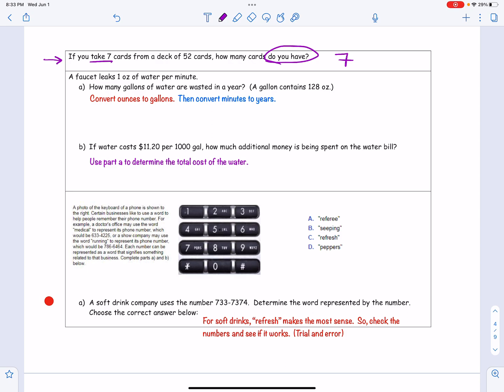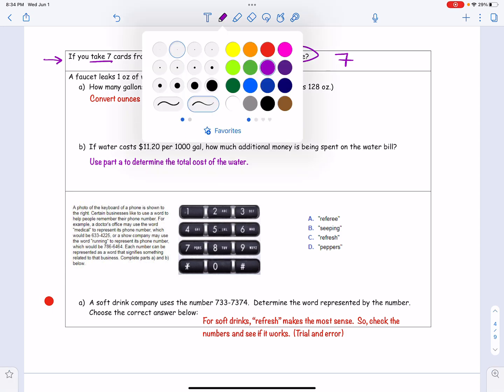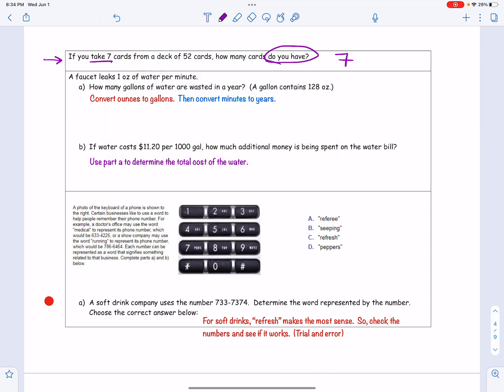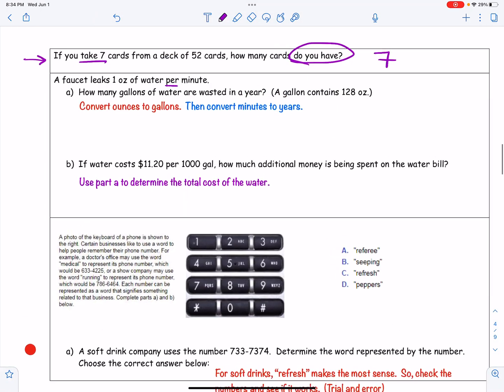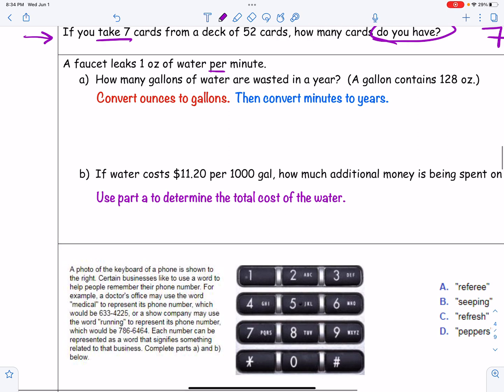Make sure you're answering the actual question. All right, this next one that I want to look at with you has you do a little bit of converting in terms of the unit, so I want to show you how you're going to do that. We are told a faucet leaks 1 ounce of water per minute. Now, I mentioned to you a little while back in one of the earlier problems that anytime you see that per, it's written as a division. So this rate that we're given is 1 ounce per, and I'm going to write that as a division, per minute.